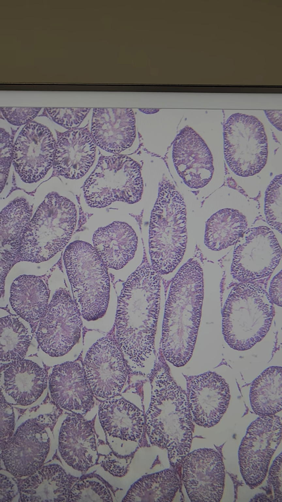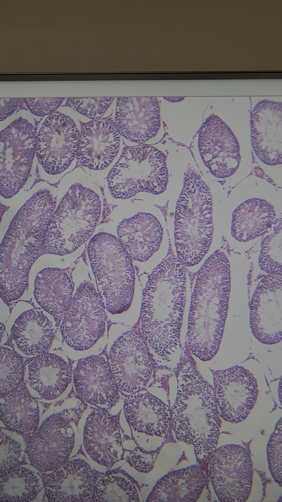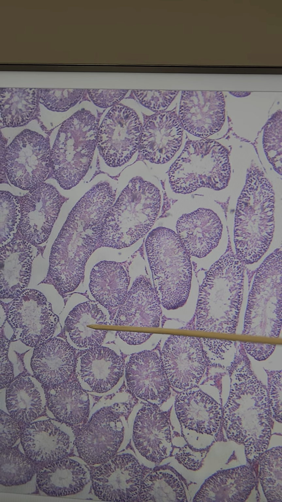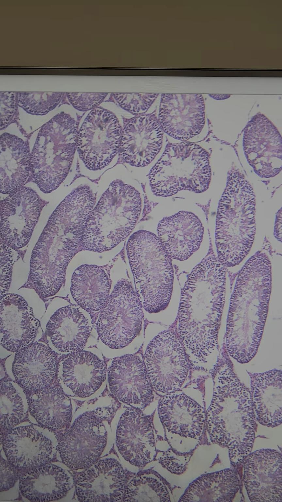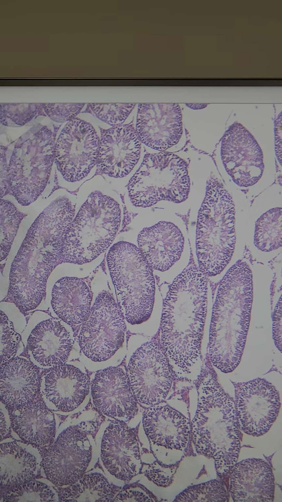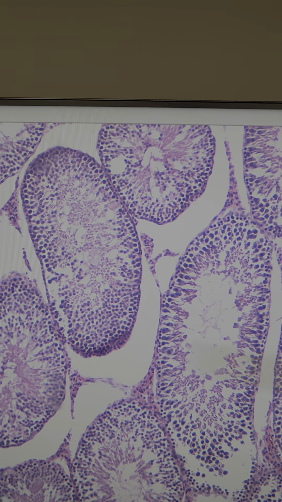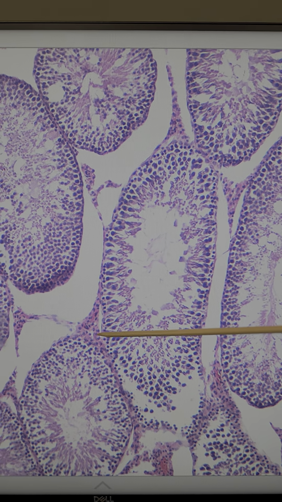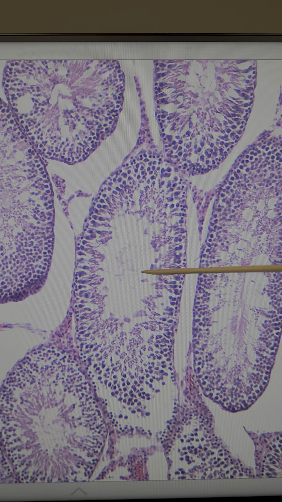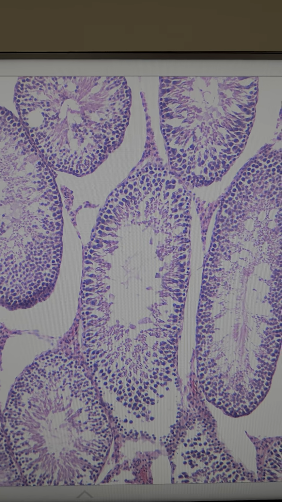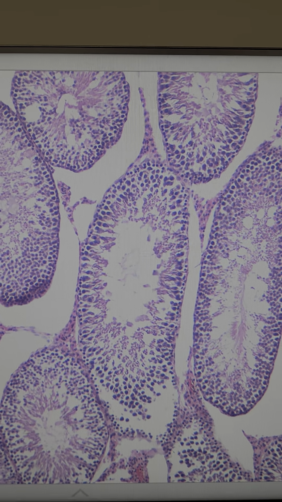And for kicks and giggles, here's yet another slide of the testis, where we can see the seminiferous tubules, you can see the lumen, you can see the interstitial cells of Leydig, which produce testosterone. Here is a higher magnification of that slide. Again, we've got the interstitial cells of Leydig, you've got the lumen and the seminiferous tubule. I don't see spermatids in this slide, so we don't get to see those on here.